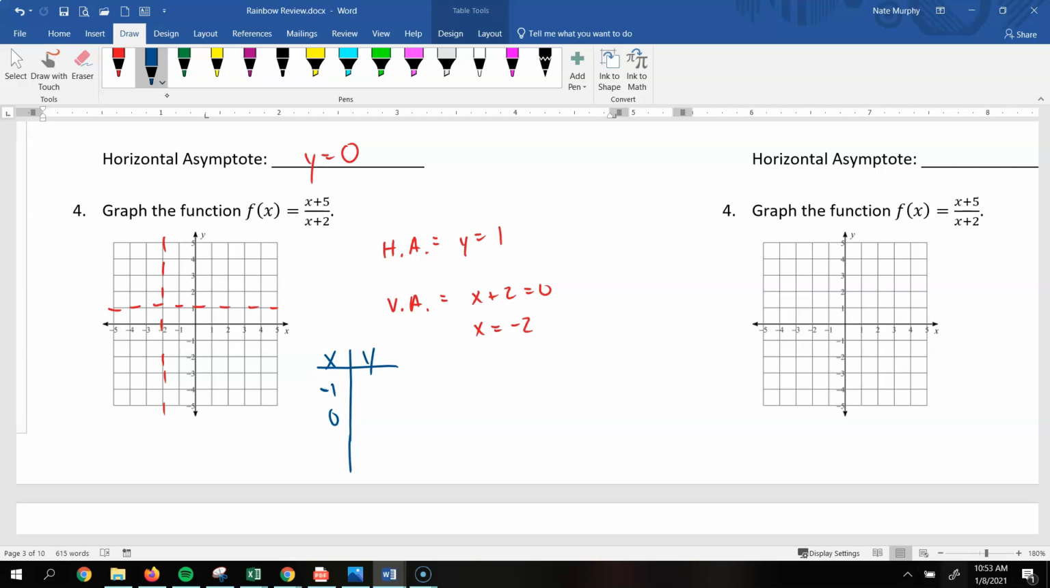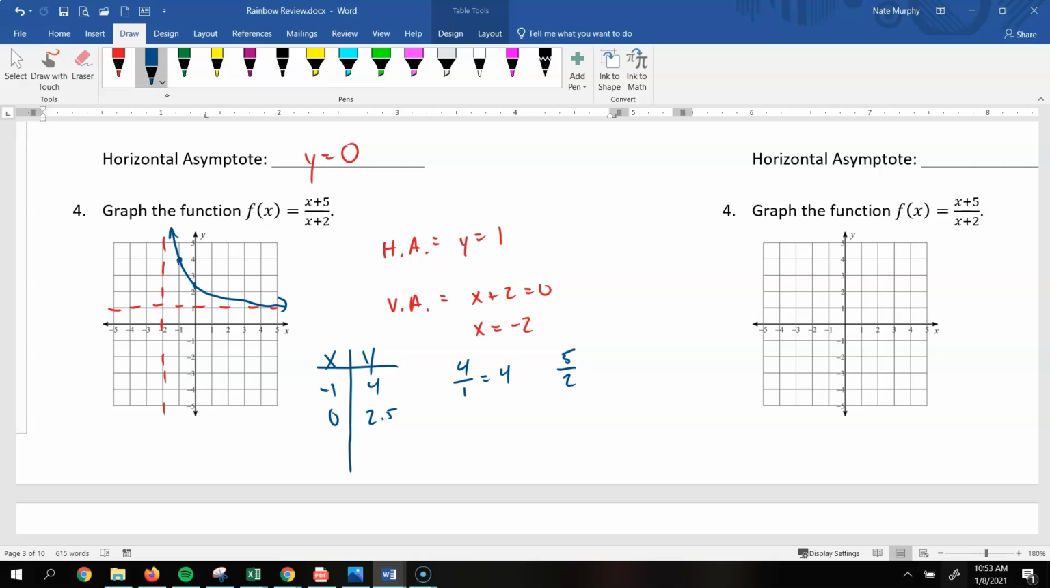If I put negative 1 in my equation, I would have negative 1 plus 5, which would be 4, and negative 1 plus 2 in my denominator would be 1. So when we put negative 1 in there, we get 4 as our answer. When we put 0 in there, 0 plus 5 would be 5, and 0 plus 2 would be 2, and 5 divided by 2 would be 2.5. So when x is negative 1, y would be 4. When x is 0, y is 2.5. And then we can just sketch our line. It would look something like that.